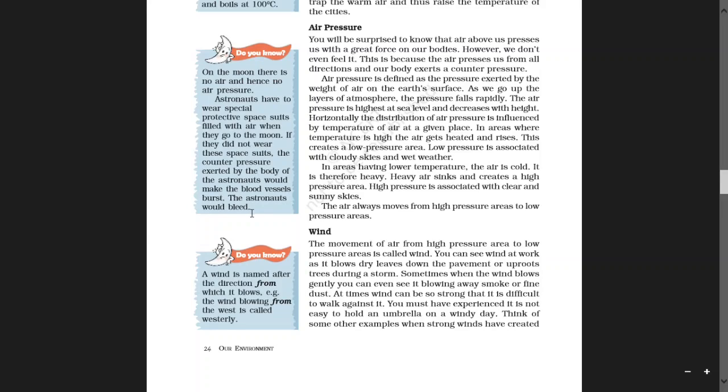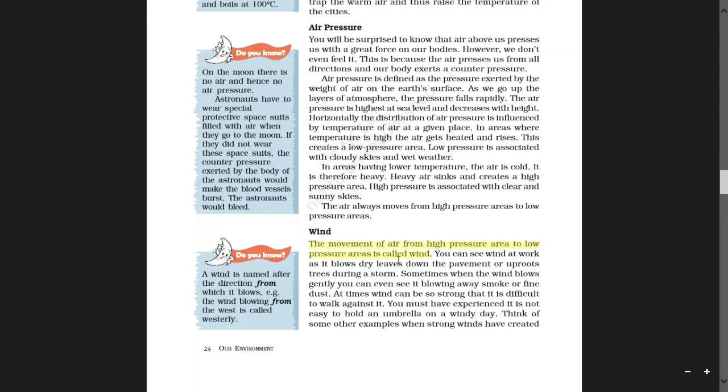Now let us see wind. Moving air is called wind. The movement of air from high pressure area to low pressure areas is called wind. Mark this one also. It can ask what is wind. If it asks, you have to say the movement of air from high pressure area to low pressure areas is called wind.